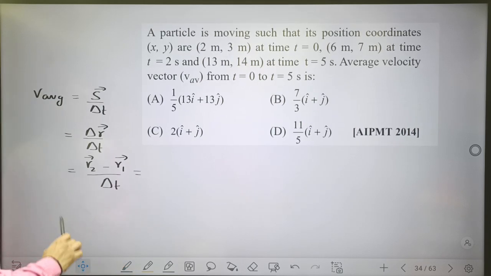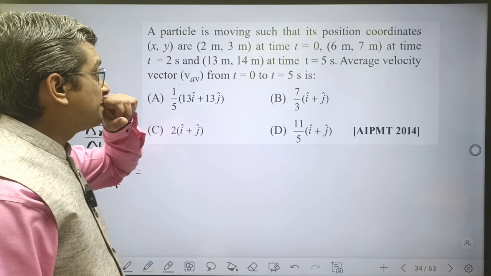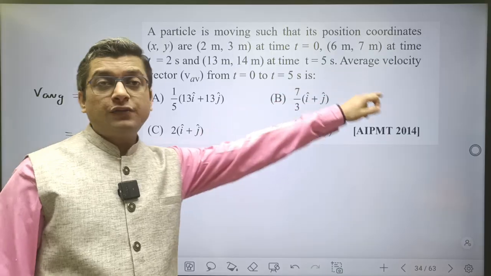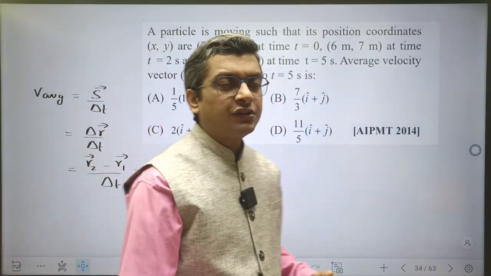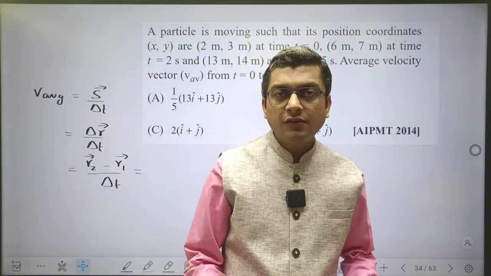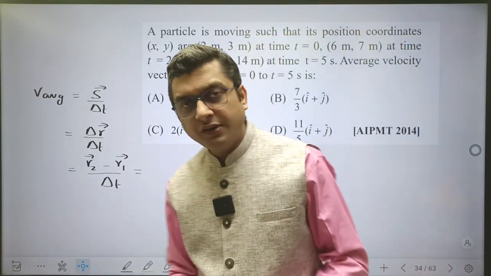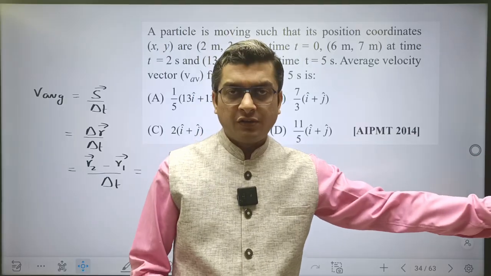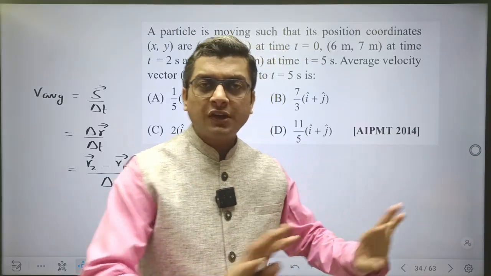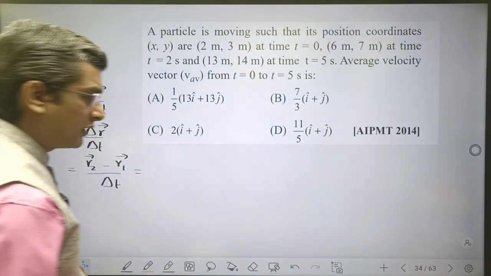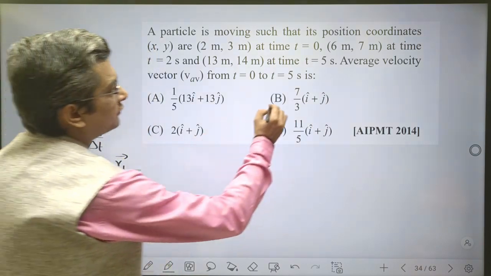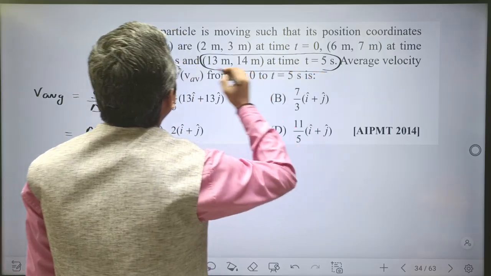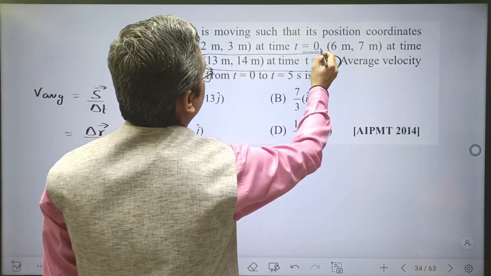Now R2 is given by, observe, finally the object reaches 13 meter, 14 meter at time t is equal to 5 second. So intermediate positions are not having significance while finding the displacement, isn't it? The only two positions required are the initial position and the final position. Intermediate positions are not having significance in finding the change in position. So the final position is at t is equal to 5 second, and the initial position is at t is equal to 0.